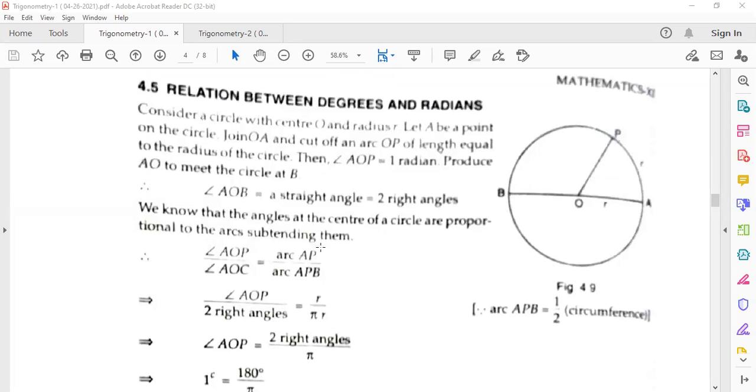So arc AP equals r, as already said, and half of the circle is half into circumference. Circumference of a circle is 2 pi r, so half into 2 pi r is pi r, that is given here. Angle AOP equals 1 radian and angle AOB equals 2 right angles, equals r by pi r. r cancels, so 1 by pi, and 2 right angles means 180 degrees.